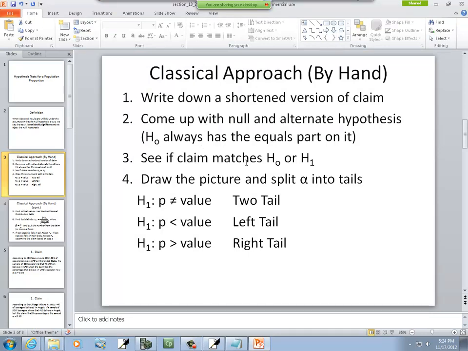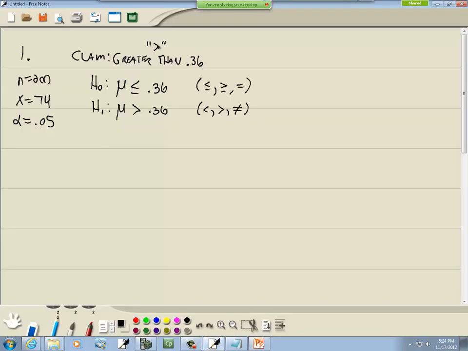Step 3, see if your claim matches H naught or H1. Since this is a greater than, and this is a greater than, obviously it matches H1. Now one thing I will note here is that this particular textbook we're using only puts equals on H naught. This can be one of these three here, but this is always equals no matter what. I don't like that format of doing these problems because these are opposites of each other. So if this is greater than, the opposite is less than or equal to.